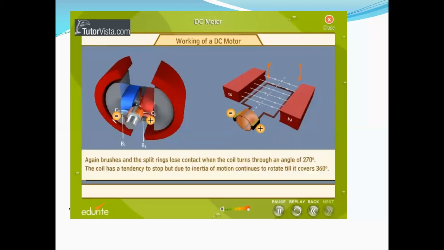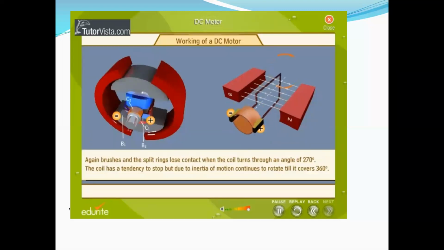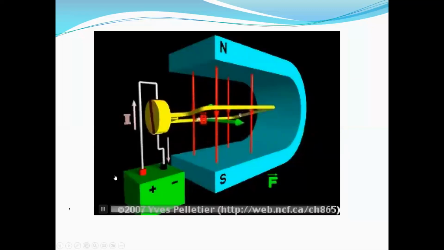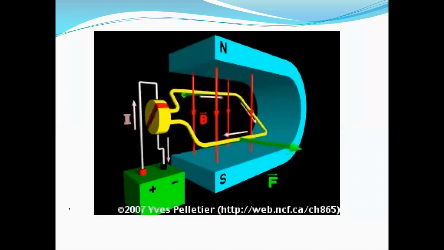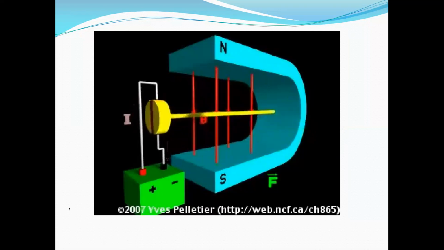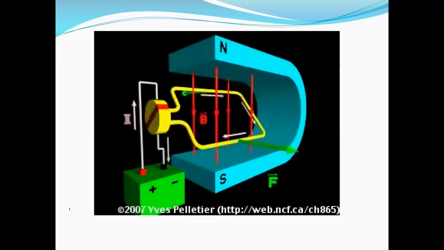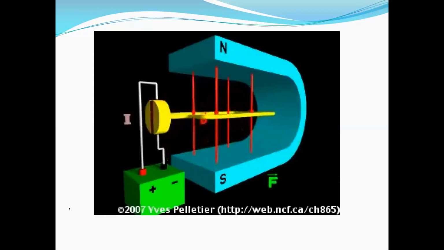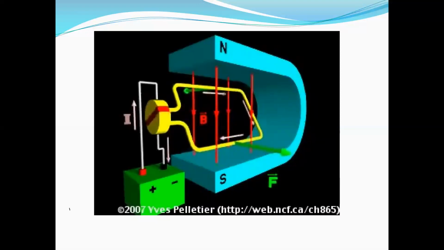Again, brushes and the split rings lose contact when the coil turns through an angle of 270 degrees. The coil has a tendency to stop, but due to inertia it keeps moving. Now look at this rotating concept again. The red line in between, this is called a motor setup. The motor coil is moving and the current stops after every half cycle. The green forces disappear for a short interval.